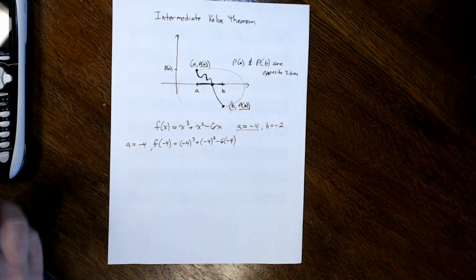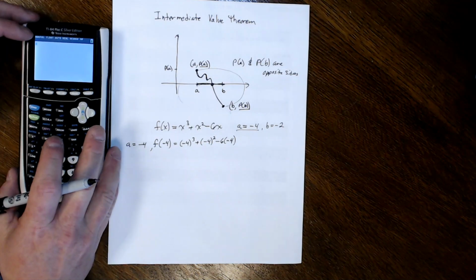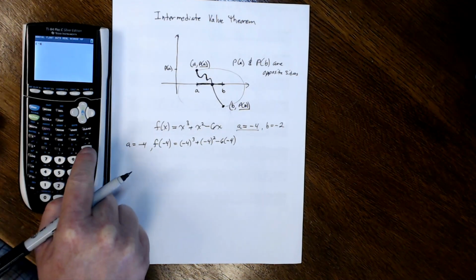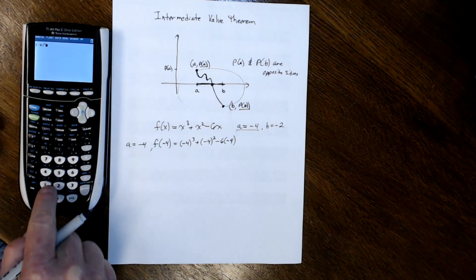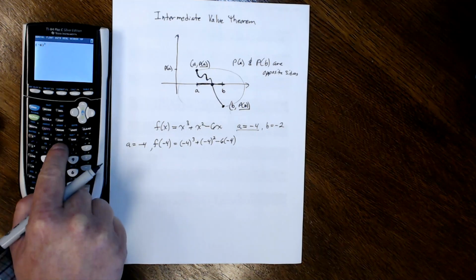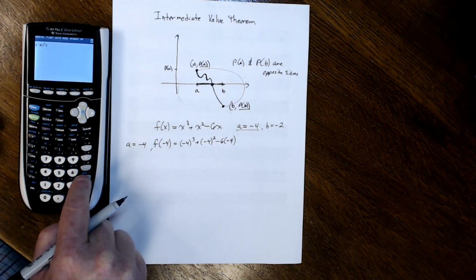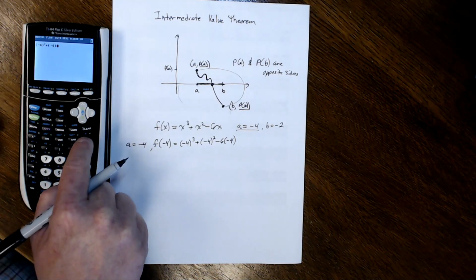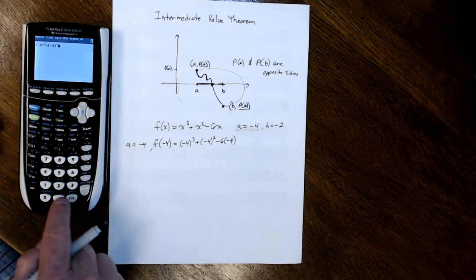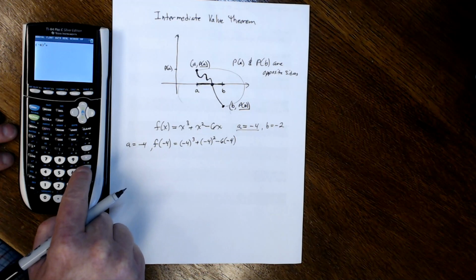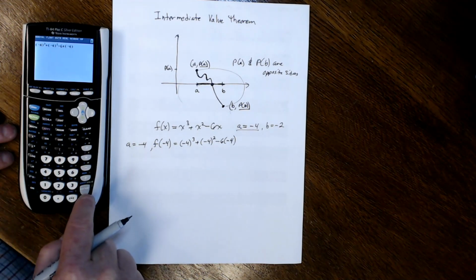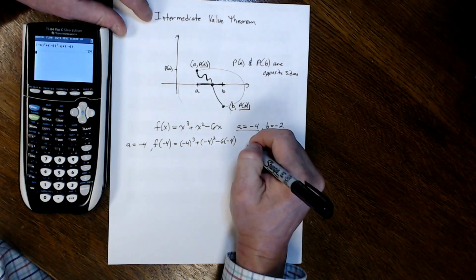So I'm going to go ahead and plug that into my calculator. I'm going to do in parentheses minus 4 to the third, plus, then in parentheses again, minus 4 squared, and then minus 6 times, in parentheses, minus 4. I'm going to get negative 24.